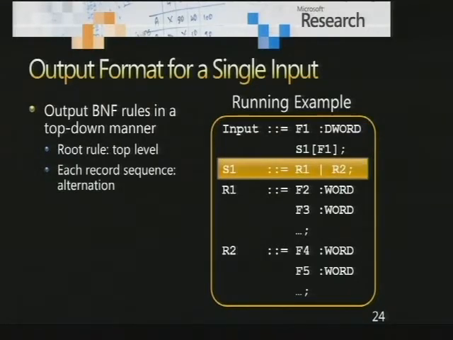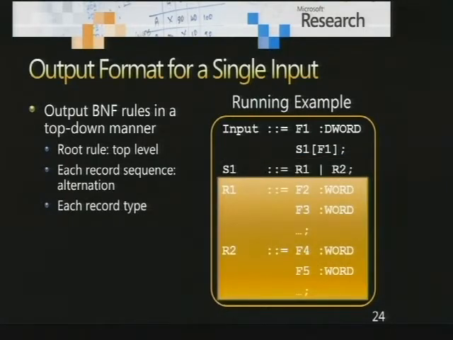Then, for each record sequence, we'll have an alternation rule that enumerates all the record types we identify in Tupni. Then for each record type, we will enumerate the fields in each record type. And actually, this process is done recursively, because each record type may have a sub-record sequence. We just continue doing it recursively.